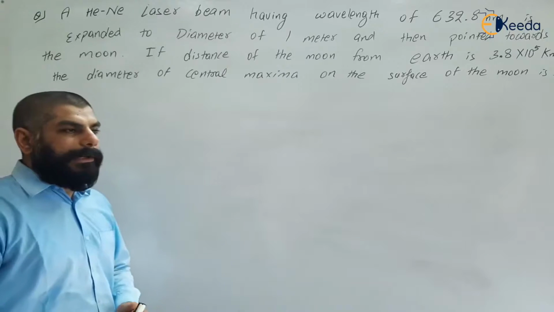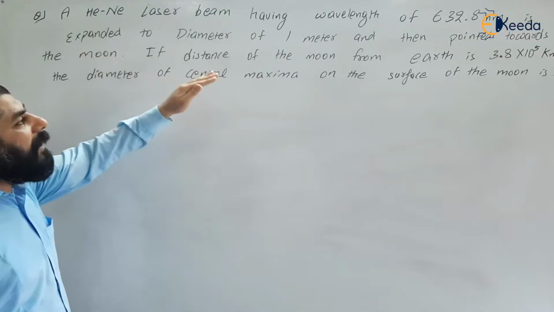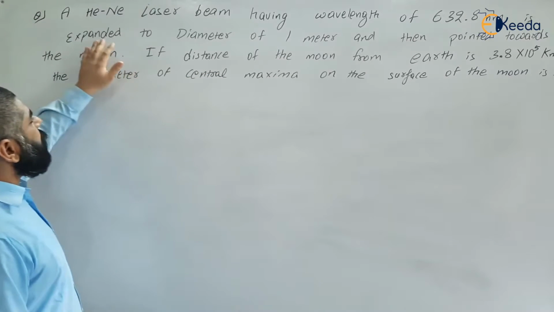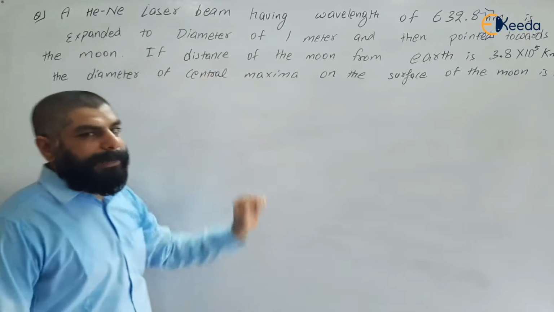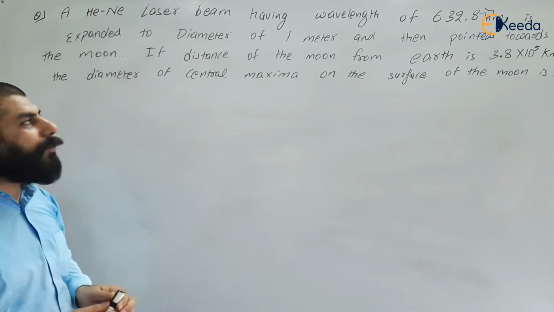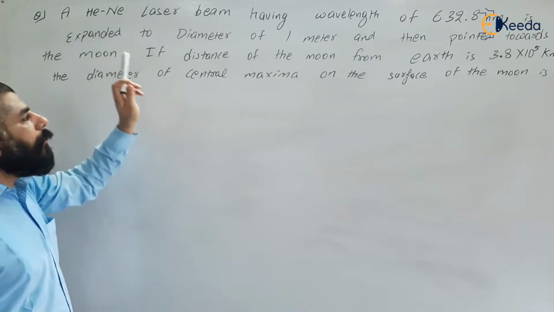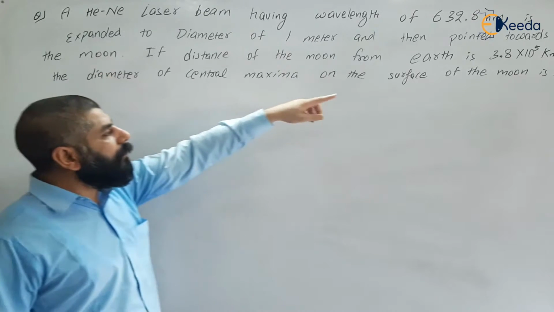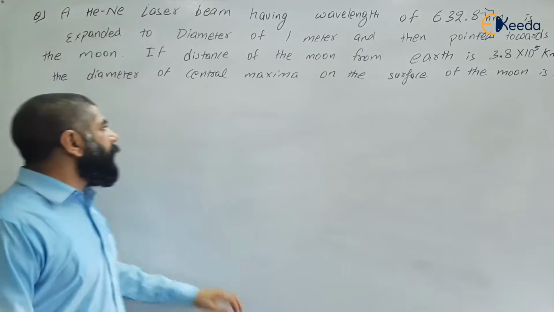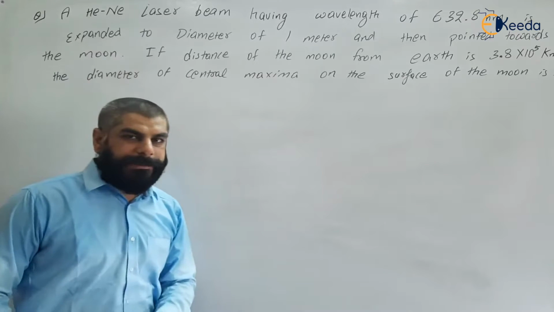I have written a numerical. A helium neon laser beam having a wavelength of 632.8 nanometer is expanded to a diameter of 1 meter. Means one helium neon laser is expanded to a diameter of 1 meter and then pointed towards the moon. If the distance of the moon from the earth is given as 3.8 into 10 to the power 5 kilometer, then what is the diameter of the central maxima on the surface of the moon?